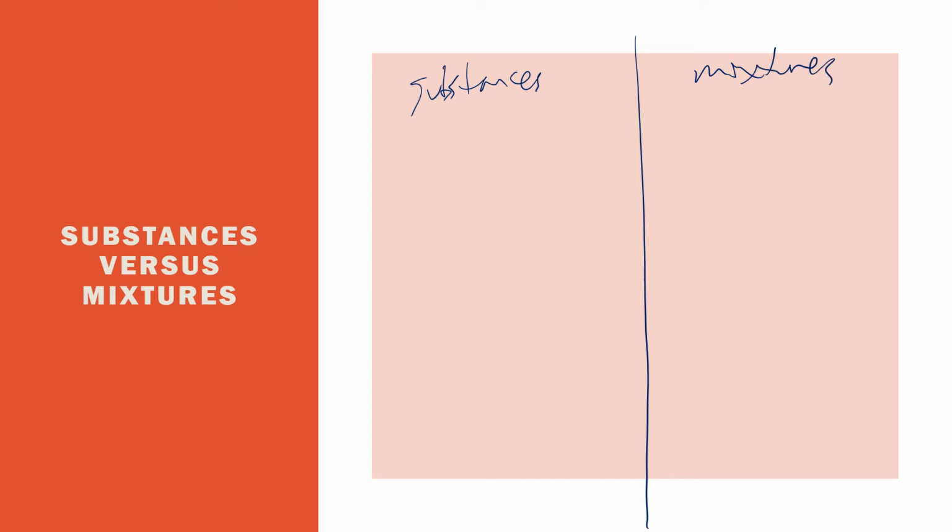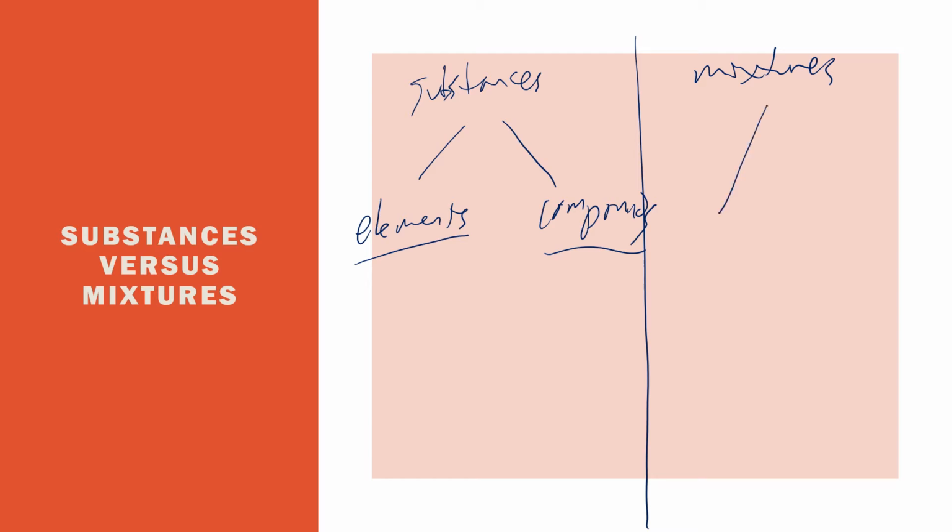So matter can be broken down into two main categories: substances and mixtures. And then substances can be classified further as elements and compounds. Now, compounds will have two or more elements chemically combined. Elements are just the pure element in its elemental form.